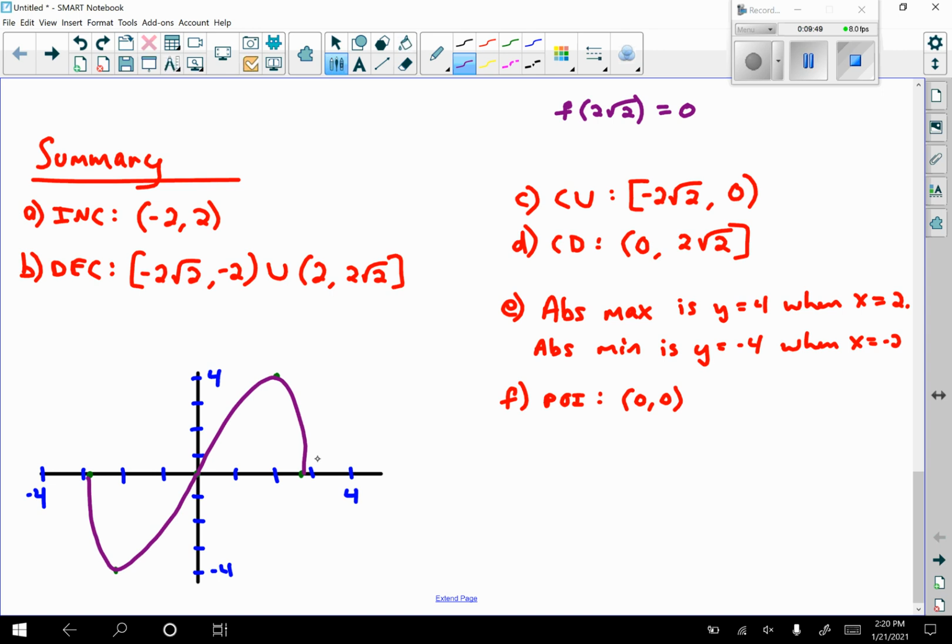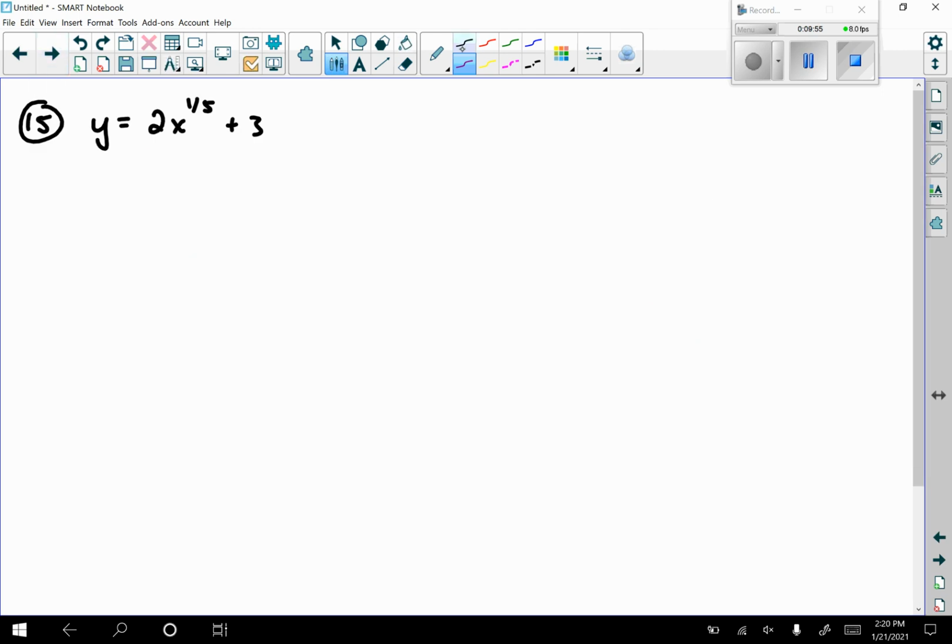All right, 15, a little bit easier, not nearly as long as number 11. All right, so here's our function. Our domain, we are good for all real numbers x. So let's carefully go through and find our first derivative.